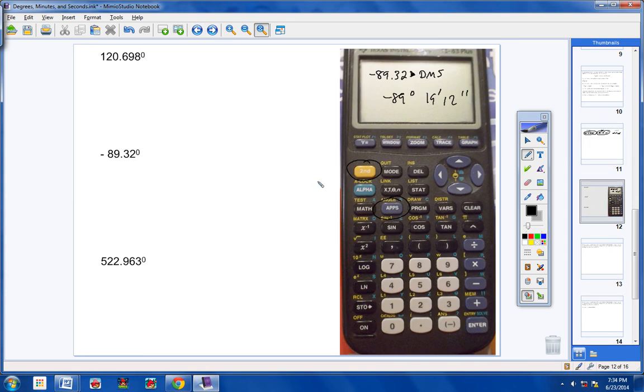One more, you can try these on your own or work with me. On your calculator, type in 522.963, then hit second, then apps for angle, then option 4, and this arrow will pop up with the letters D, M, S. Then hit enter. I think I just messed mine up, so hold on one second please. You will see 522 degrees, 57 minutes, and 46.8 seconds. Okay, so there we go.